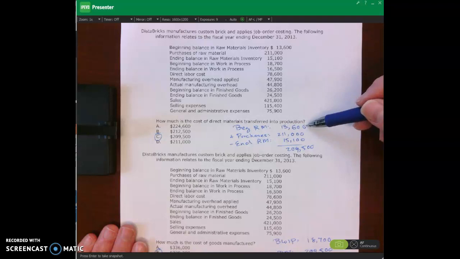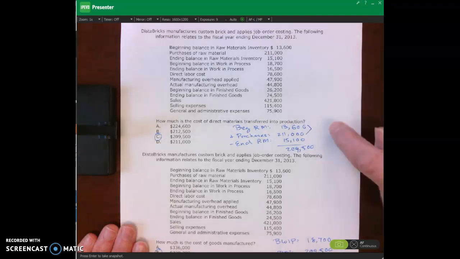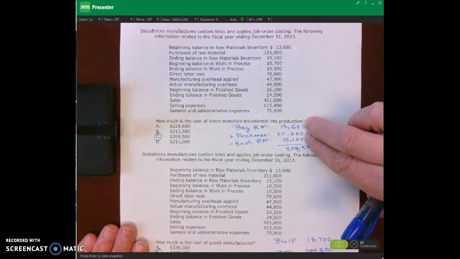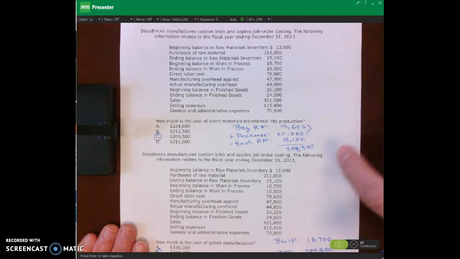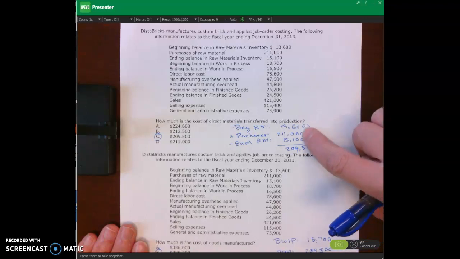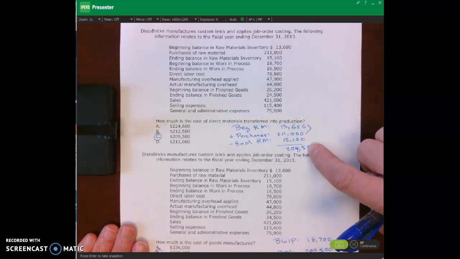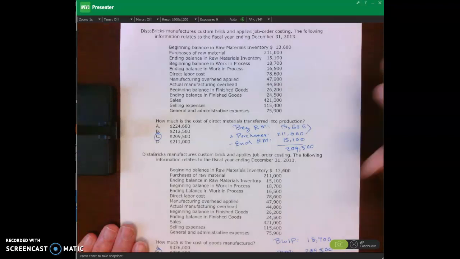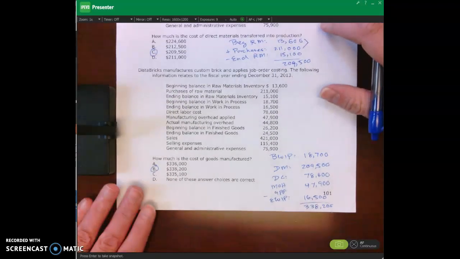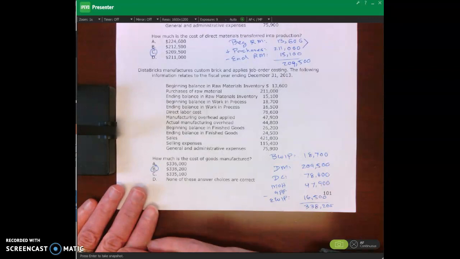It's equal to your beginning plus your purchased minus what you didn't use. These two together is the total cost of the materials that you could use. This is the cost of the materials that you didn't use. Therefore, if we take the total cost of the materials that we have on hand that we could use minus what we didn't use, we get the cost of the materials that we did use. C is the right answer. Okay? So now let's take a look at this next problem, which is to calculate our cost of goods manufactured.